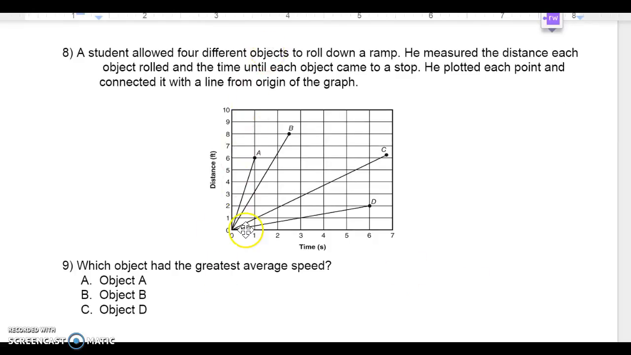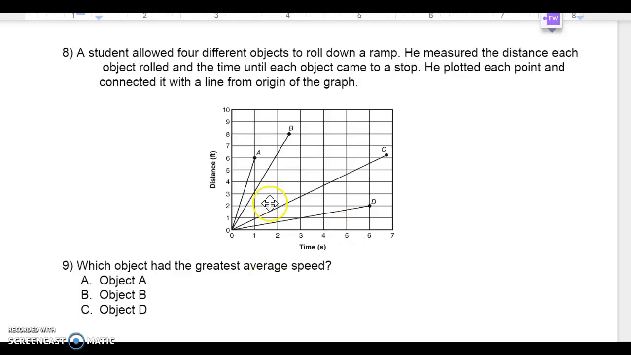Number 8 and 9 are kind of together. So a student allowed 4 different objects to roll down a ramp. He measured the distance each object rolled and the time until each object came to a stop. He plotted each point and connected it with a line from the origin of the graph. So which object had the greatest average speed?